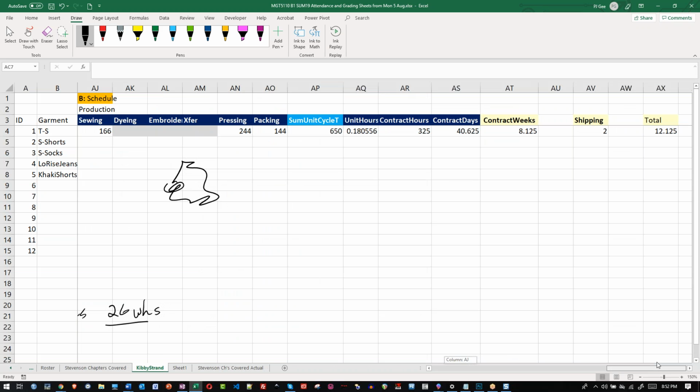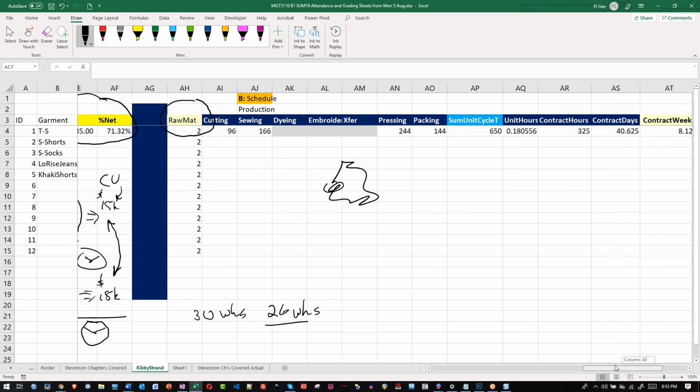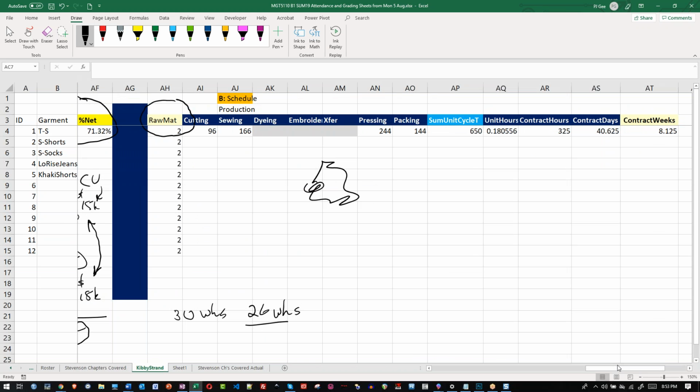Okay, so let's look at the schedule part of this. I'll just go into this. We started by going into this. Oops, Control Z. Try to do this a little cleaner. Try it one more time.